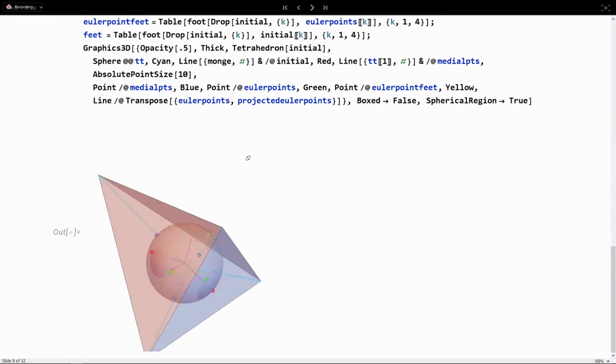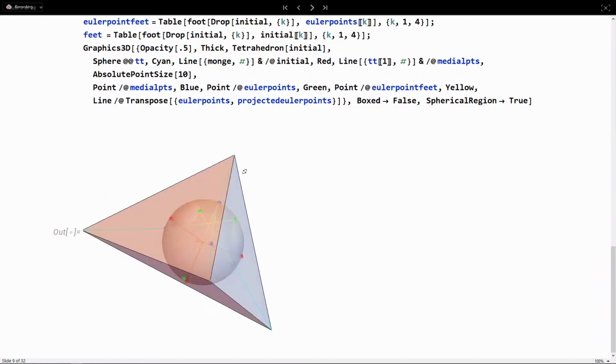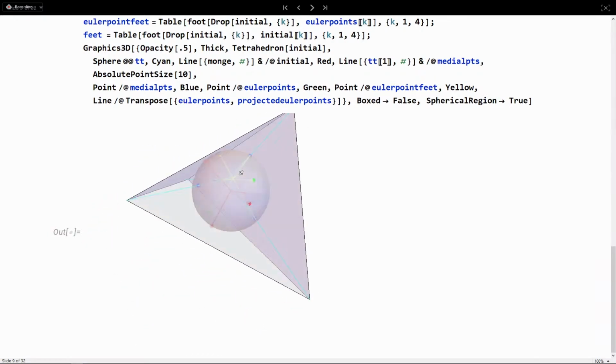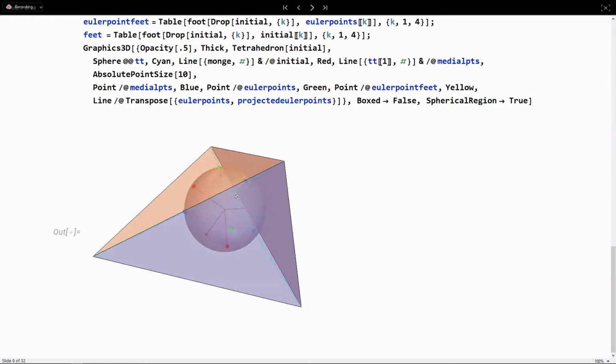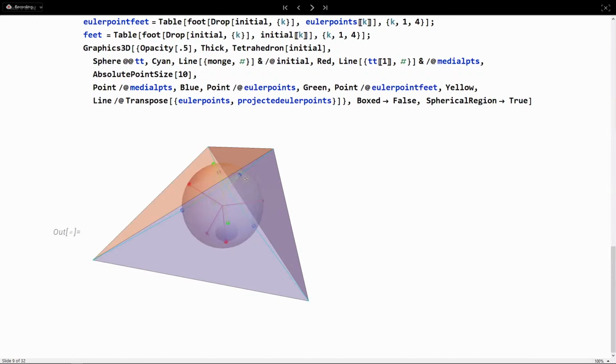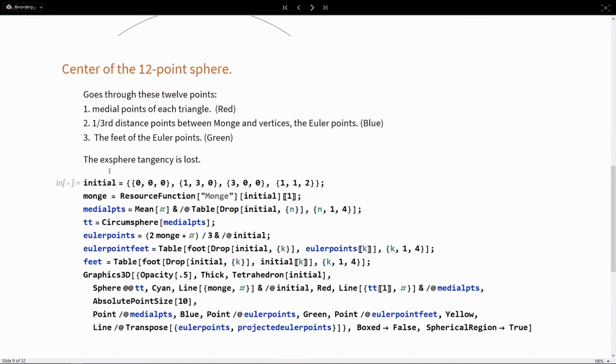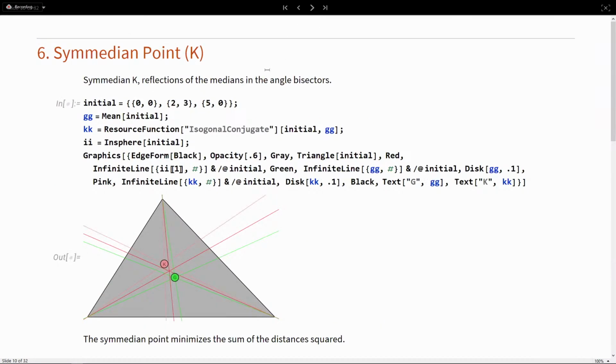It turns out it is not tangent to the 4 exspheres. So this is a rather complicated point, but it does still have a lot of properties that it shares with the 9-point circle. And this is the 12-point sphere. And that's pretty much where research into tetrahedra centers stopped. You've got the 4 classical Greek points, the Monge point, and the 12-point center. And pretty much that's it for what's known about tetrahedral centers. But let's go on.